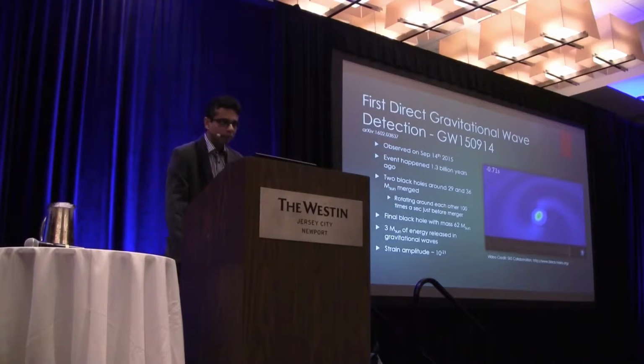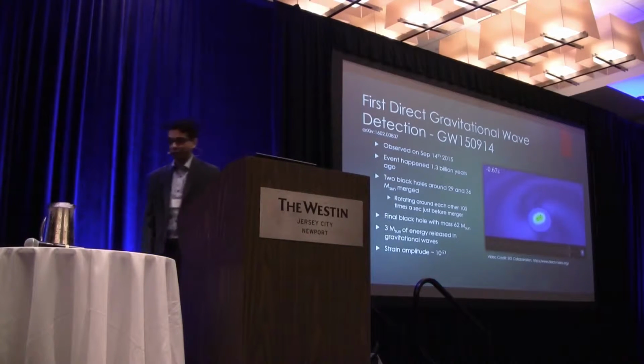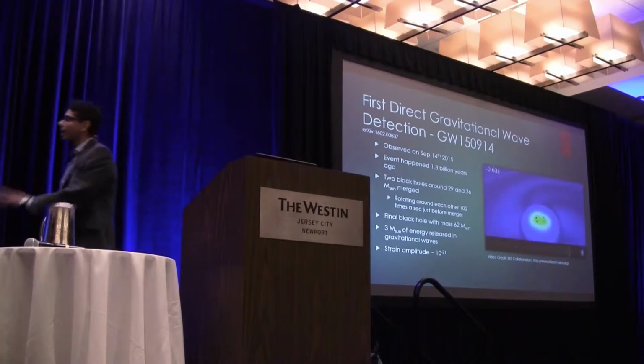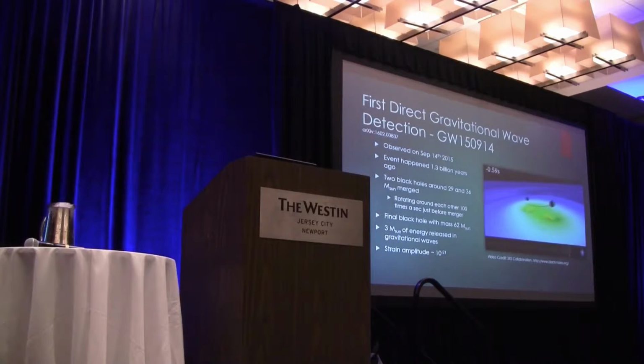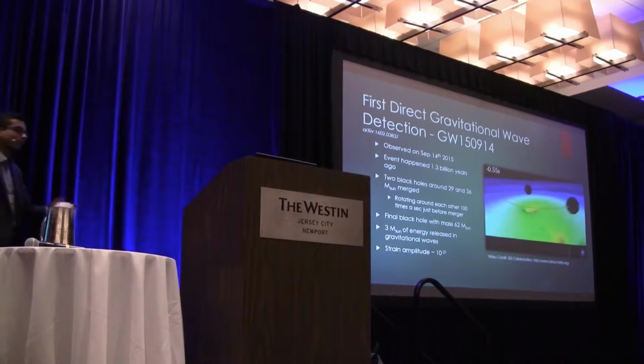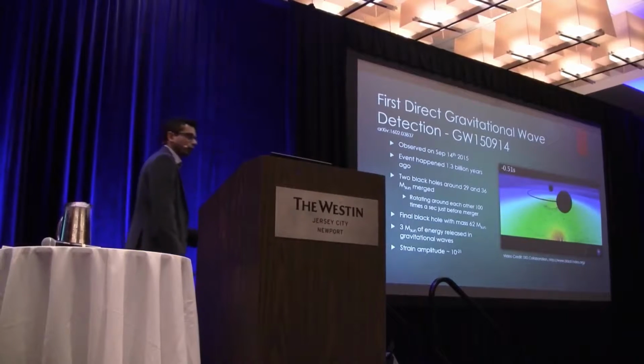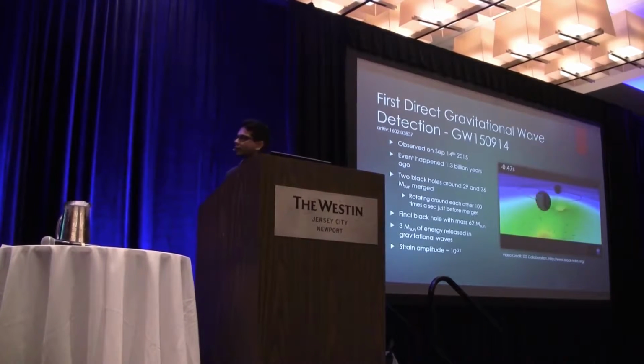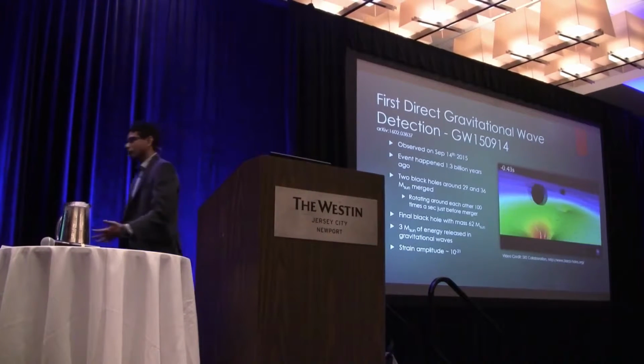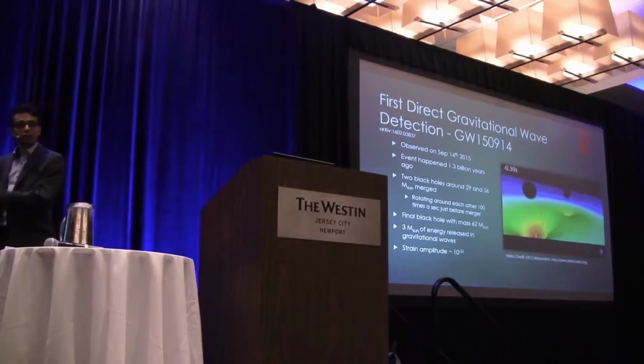Now let me discuss the first ever direct detection of gravitational waves. Now it's important to emphasize direct because this is not the first time we have actually detected gravitational waves. The gravitational waves were detected in the 1970s indirectly, which led to a Nobel Prize. So it was detected by observing what are called pulsars. But this is the first direct detection of gravitational waves.